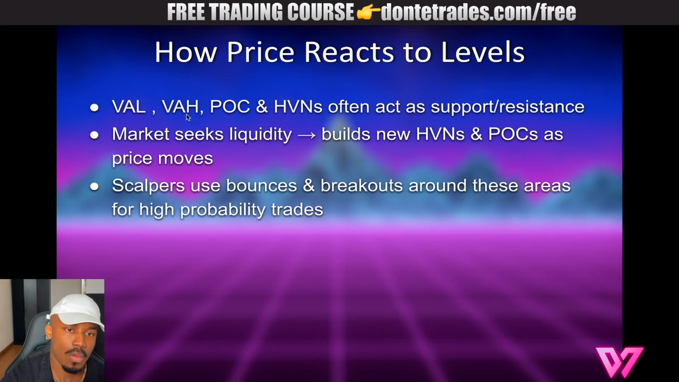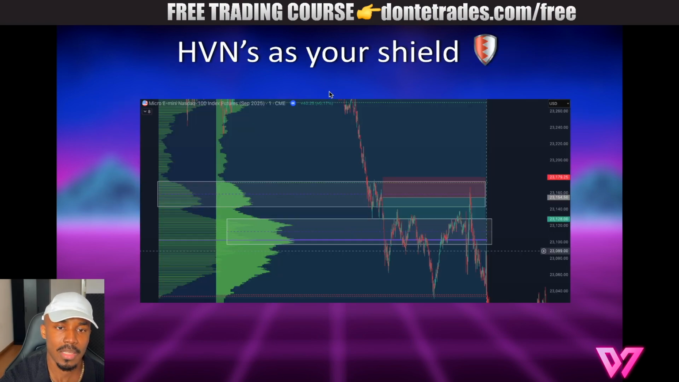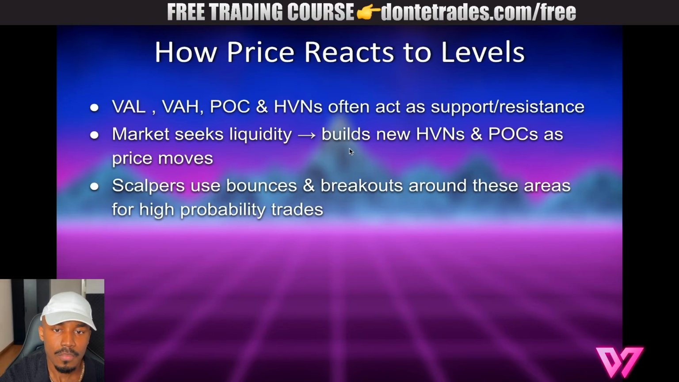So value area low, value area highs, point of controls, and high volume nodes often act as strong levels of support and resistance. The market is always seeking liquidity. So this is what people talk about when they say seek liquidity. We go from one liquidity zone to another liquidity zone to another liquidity zone. And the market is always seeking liquidity, building new high volume nodes, building new point of controls as the price moves.